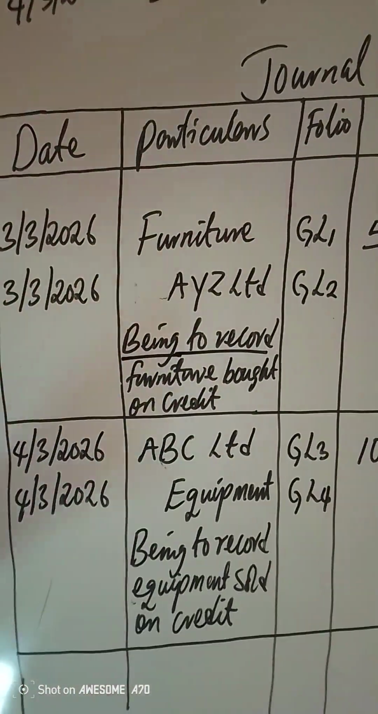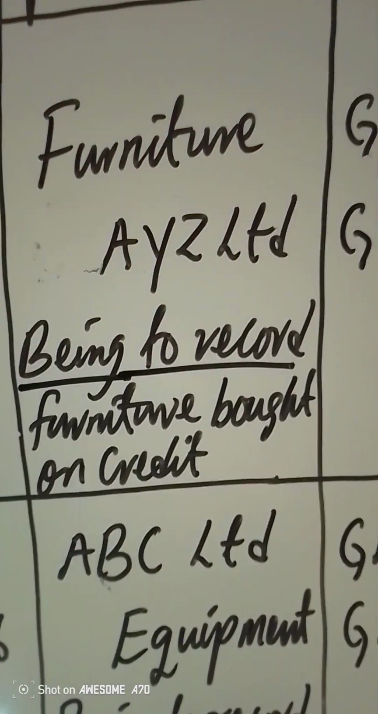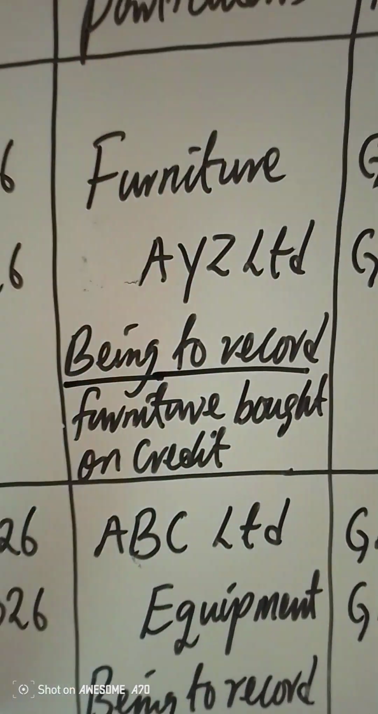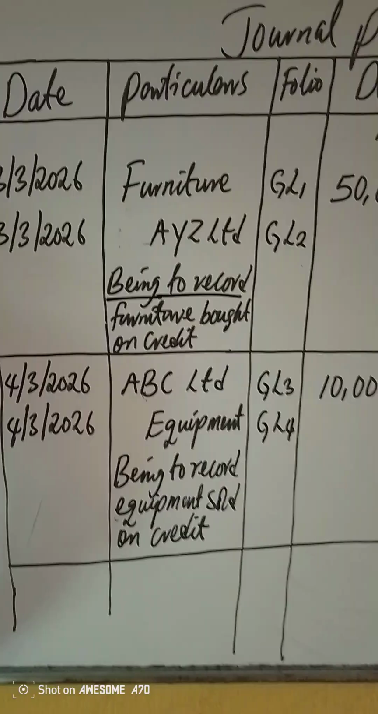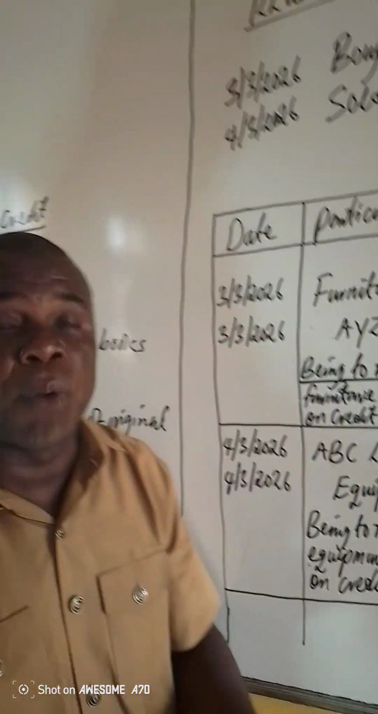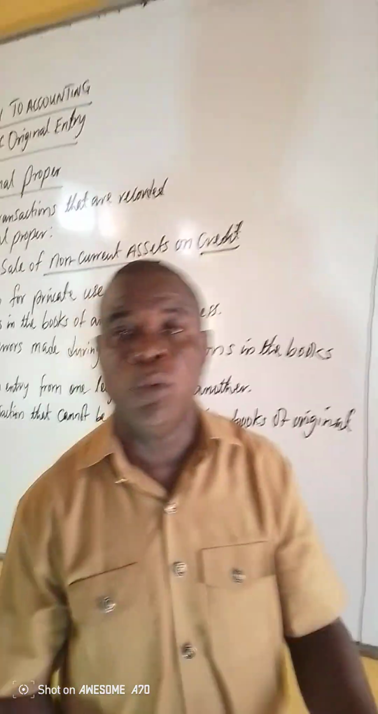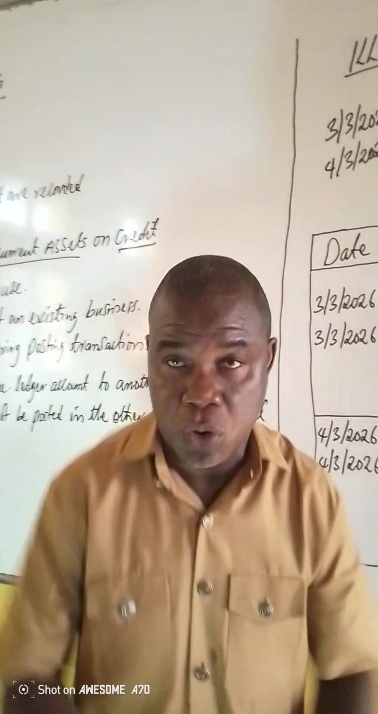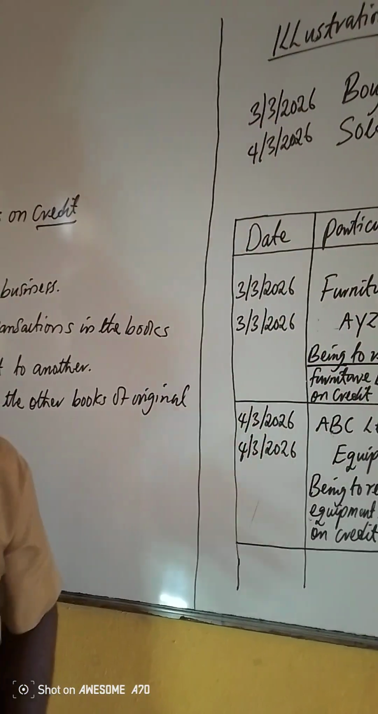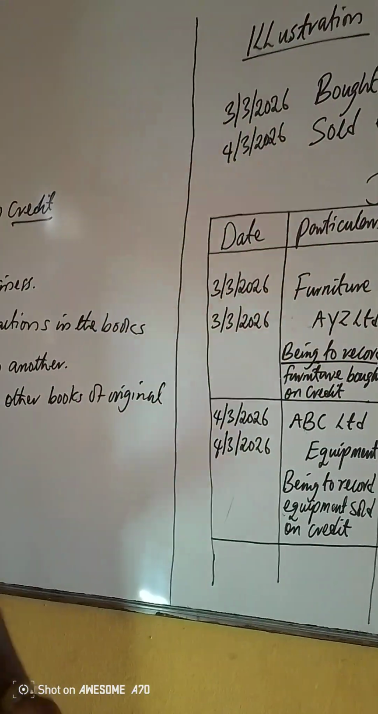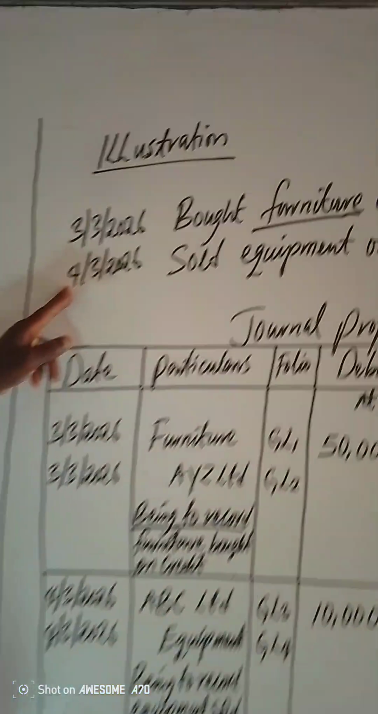Make it clear: being to record furniture on credit, or you can just say being furniture purchased on credit, or you can just say being furniture purchased. But the credit is important so that any person picking the book should know that the furniture was purchased on credit. That is why I must summarize it in a precise way that will explain what happened. Next, you go to the second one.